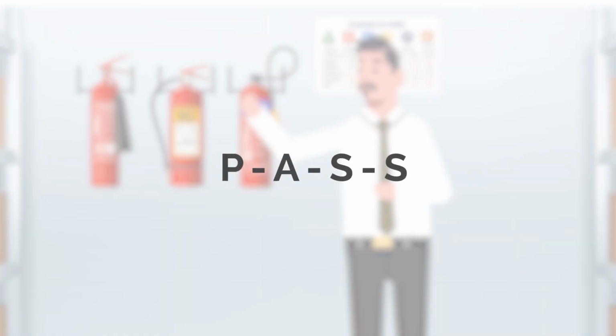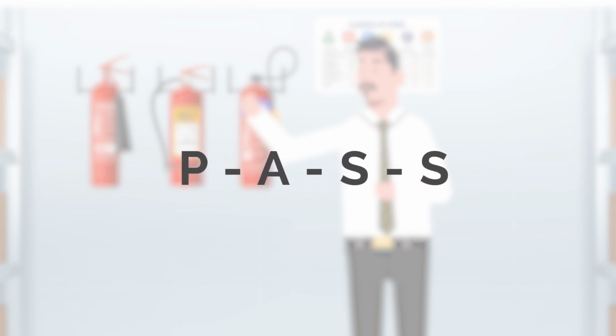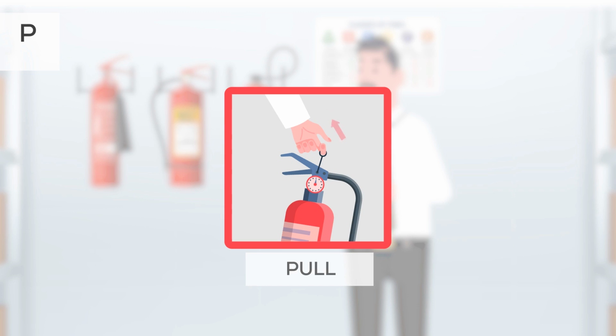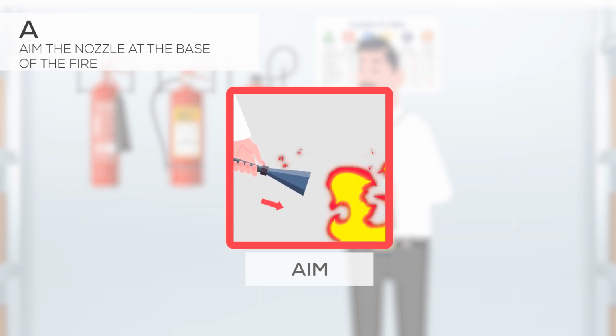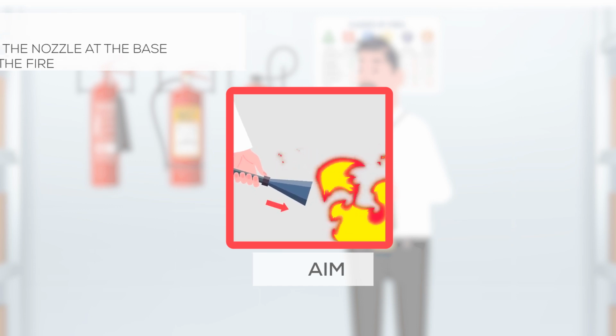Then follow the 4-step PASS, P-A-S-S technique for use. P is pull. Pull the pin in the handle. This will break the tamper seal. A is aim. Aim low, pointing the nozzle or hose at the base of the fire. Do not touch the horn on a CO2 extinguisher without protection. It gets very cold and can damage your skin.